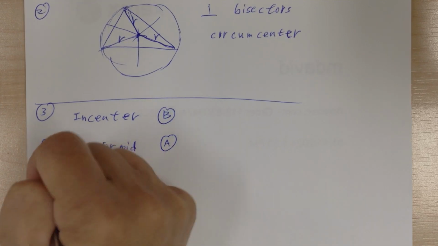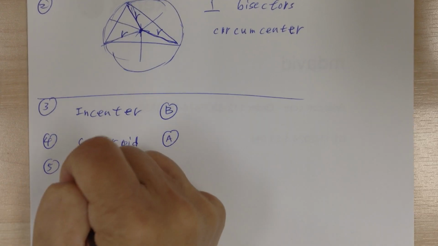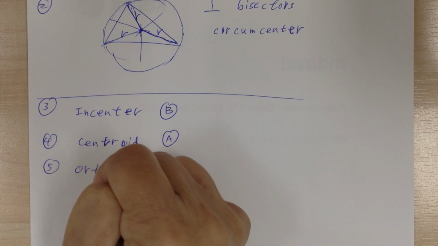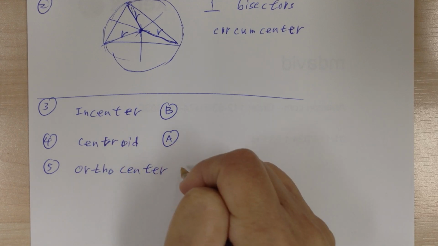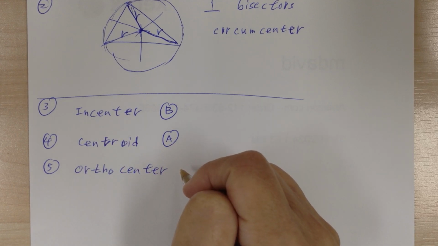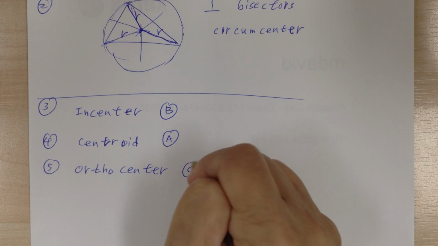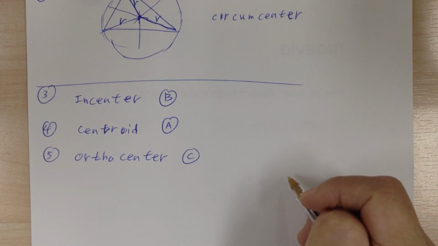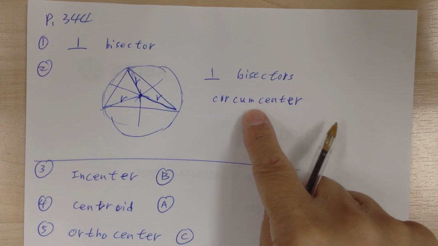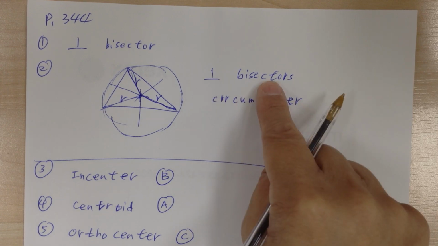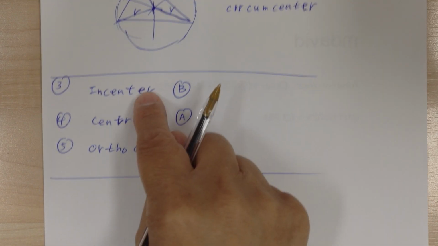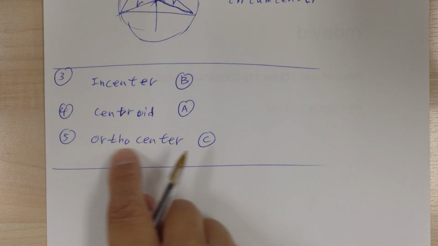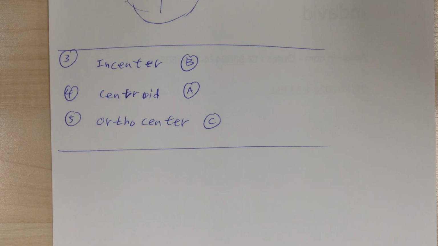Okay. Number 5, the orthocenter. The orthocenter came from the altitudes, so it would be C. And we already talked about the circumcenter over here, right? Circumcenter came from perpendicular bisector. So those are the 4: circumcenter, incenter, centroid, and the orthocenter.